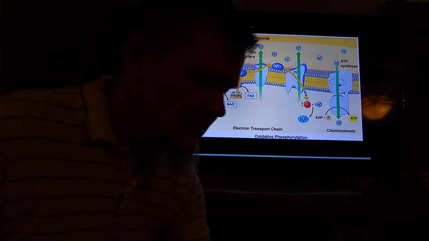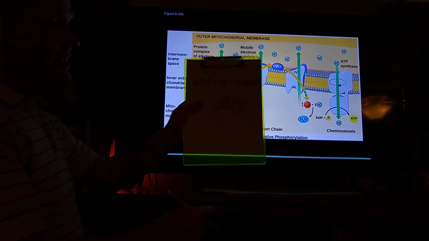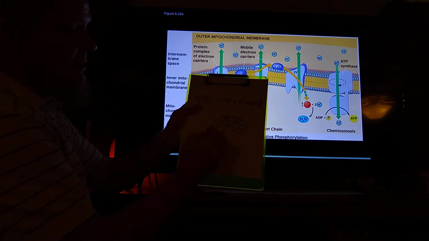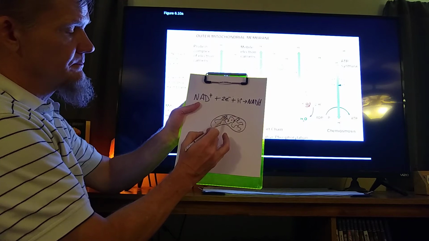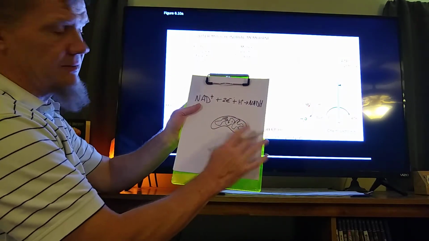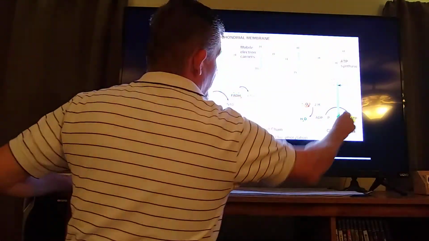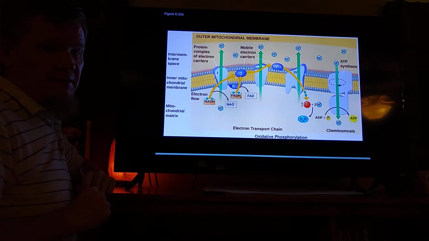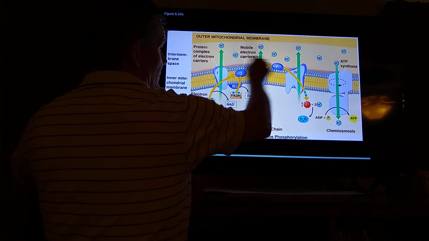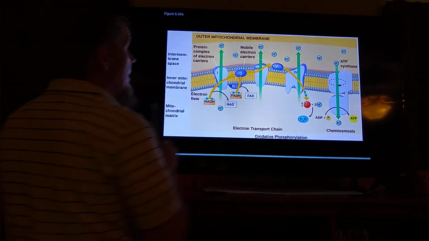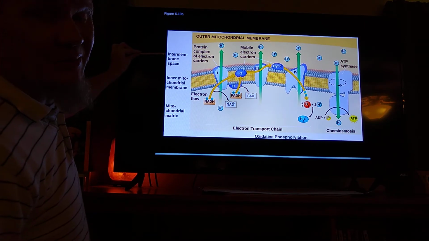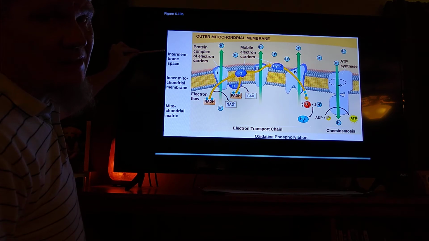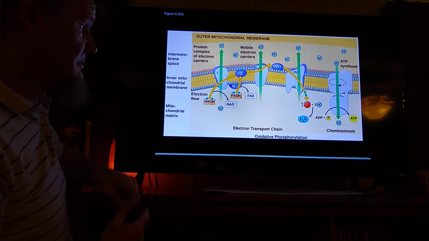So we said in the last video that step 3 takes place across this inner membrane. This is a mitochondria. This right here is the inner membrane of the mitochondria. This is the outer membrane. Remember, we talked about the intermembrane space. What does inter mean? It means between. The name literally means the space between the membranes.